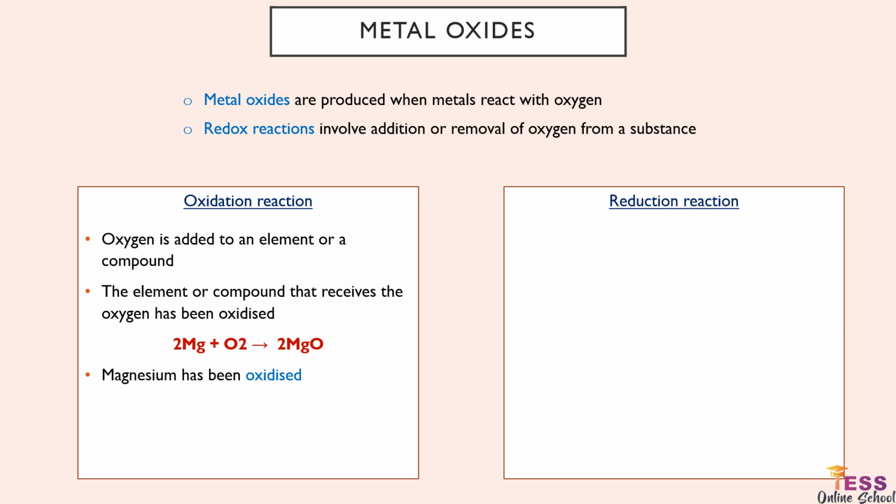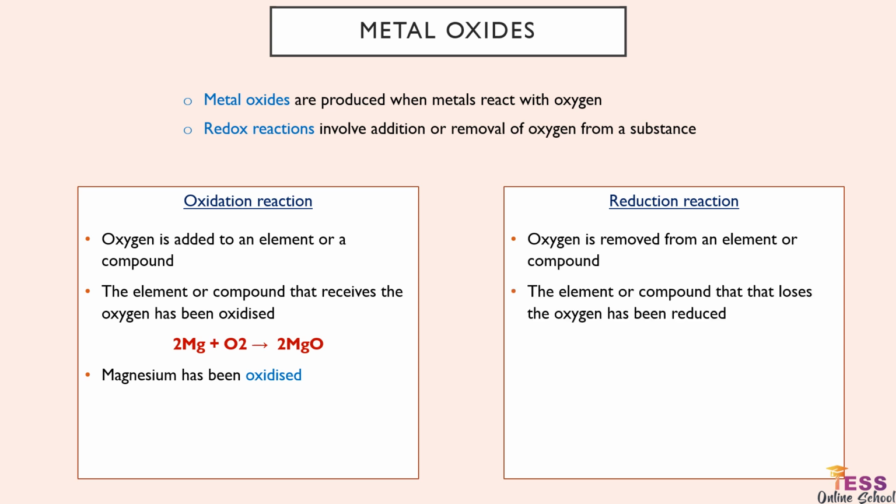Reduction reaction. Oxygen is removed from an element or compound. The element or compound that loses the oxygen has therefore been reduced. For example, zinc oxide plus carbon gives you zinc plus carbon monoxide. As you can see, zinc has lost oxygen, therefore it has been reduced.